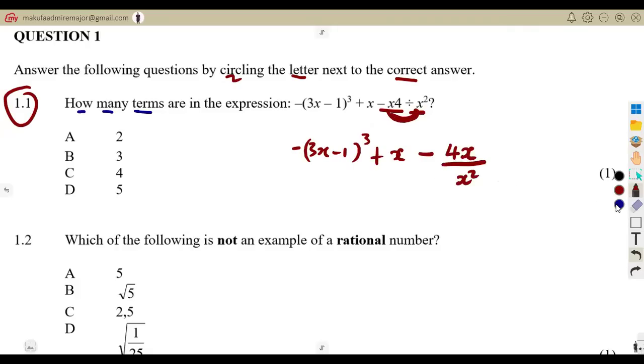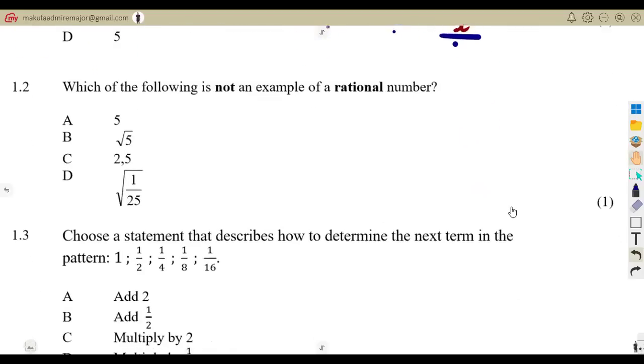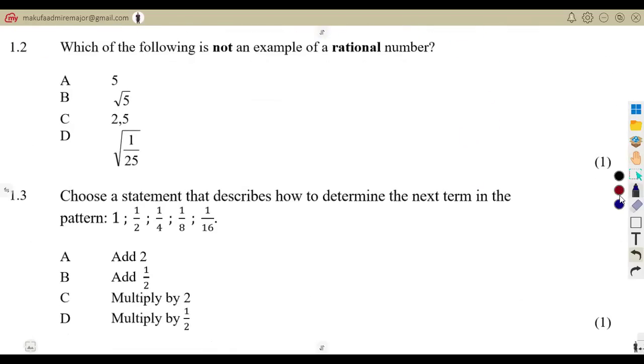Over x squared. So we can count to say this is a single term, this is a single term, and this is a single term. So it means we've got 1, 2, 3 terms. So the best answer there was going to be B, where we've got 3 terms. So like I said, you can consider that bracket as a single term when it is a bracket like that.